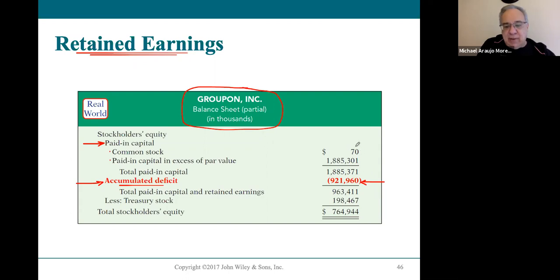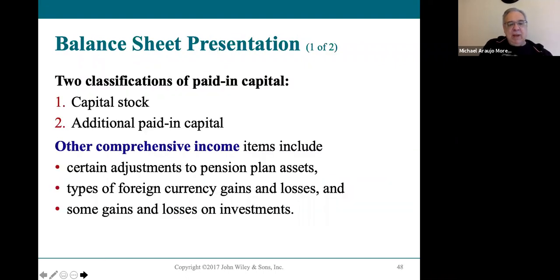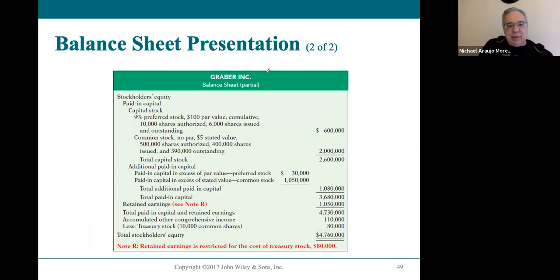How does a company cover the loss? Well, with its common stockholders. Whatever the common stockholders put in, that's what's covering the loss of the company. Notice this company also has treasury stock that's reported here. Balance sheets can be quite detailed in this area of stockholders' equity.